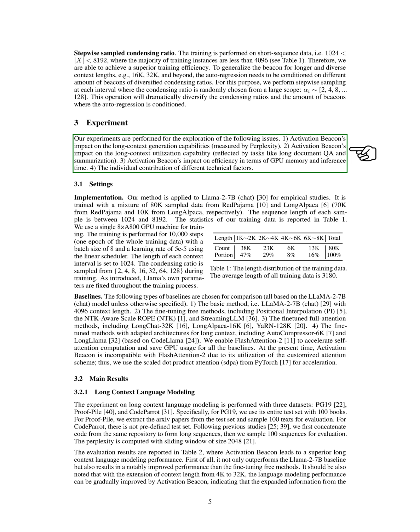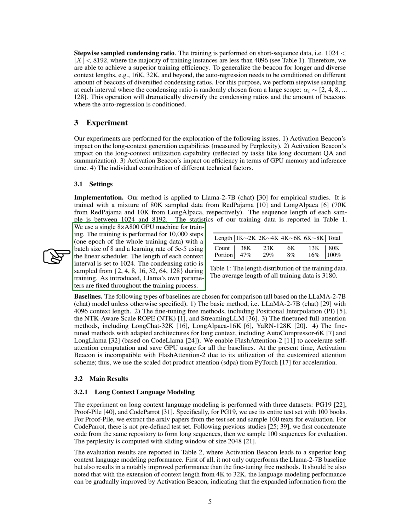Each sample sequence length ranged from 1024 to 8192, with an average length of 3180. We used a single machine with 8 A800 GPUs for training, which was carried out for 10,000 steps with a batch size of 8 and a learning rate of 0.00005. The length of each context interval was set to 1024, and the condensing ratio varied between 2 and 128 during training. Llama's parameters remained constant throughout the training process.